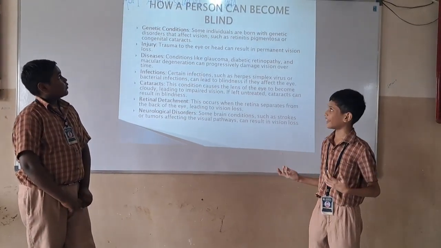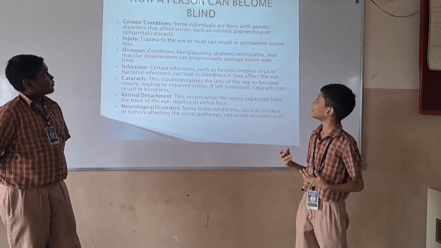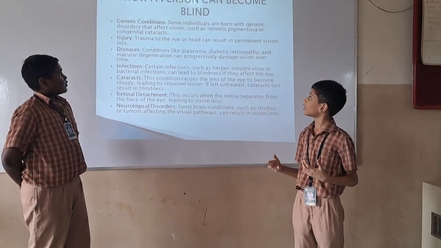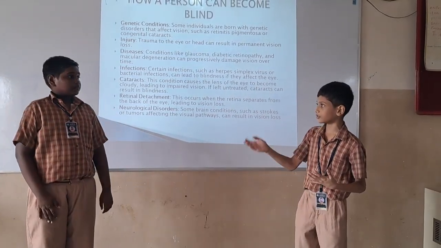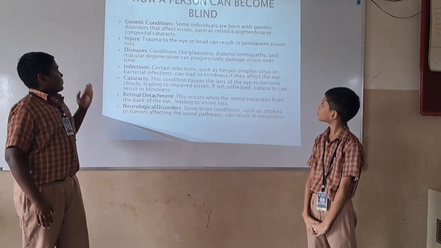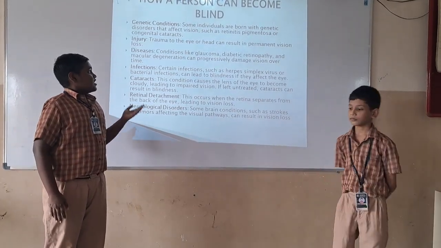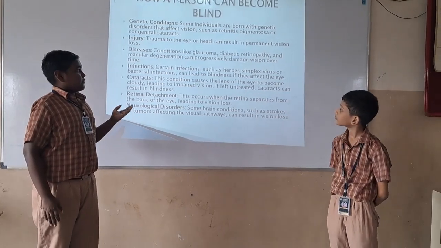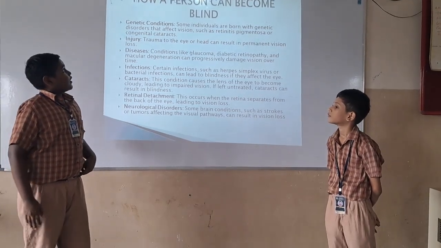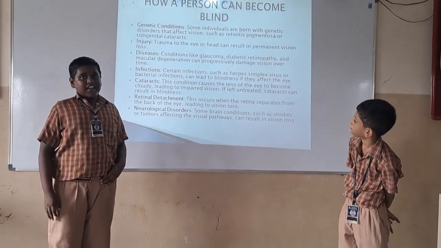How can a person become blind? A genetic condition: some individuals are born with genetic disorders that affect vision, such as retinitis pigmentosa or congenital cataracts. Injuries: trauma to the eye or head can result in permanent vision loss. Disease: conditions like glaucoma, diabetic retinopathy and macular degeneration can progressively damage vision over time. Infections: certain infections such as herpes simplex virus or bacterial infections can lead to blindness if they affect the eye. There are more conditions like cataracts, retinal detachment and neurological disorders, etc.